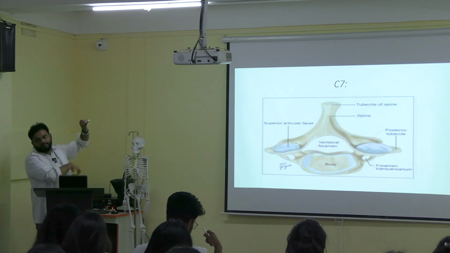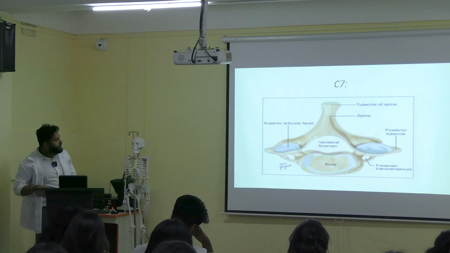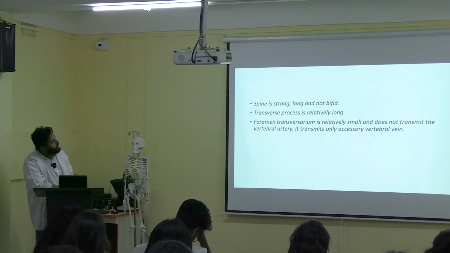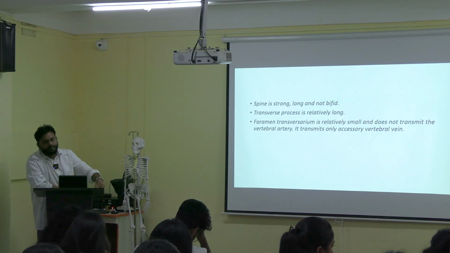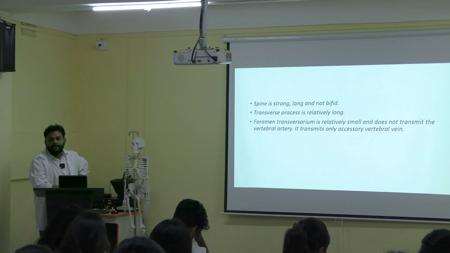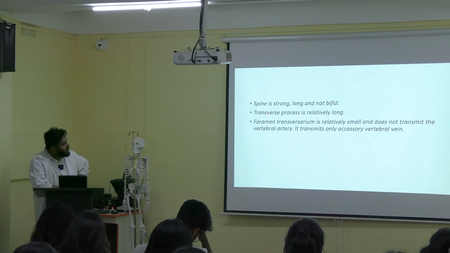And what is the foramen? Foramen transversarium. It is the same in all. Okay? The spine is strong, long, but not bifid, unlike C2. What was the spine like in C2? The tip was bifid only. Okay? Transverse process is relatively long.